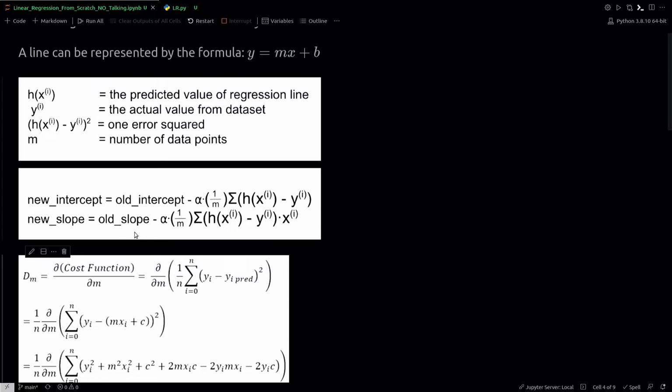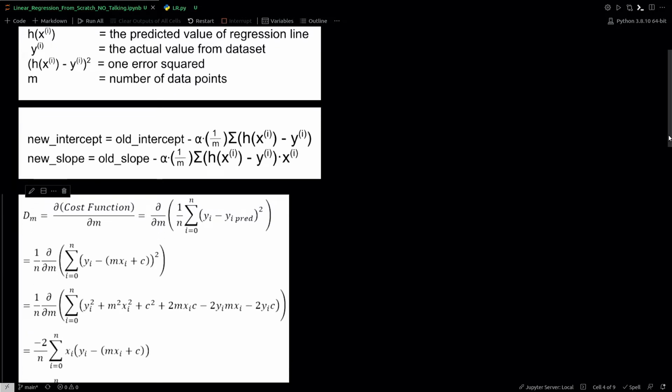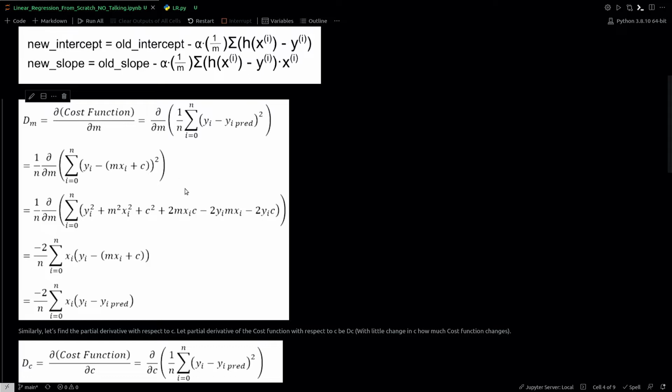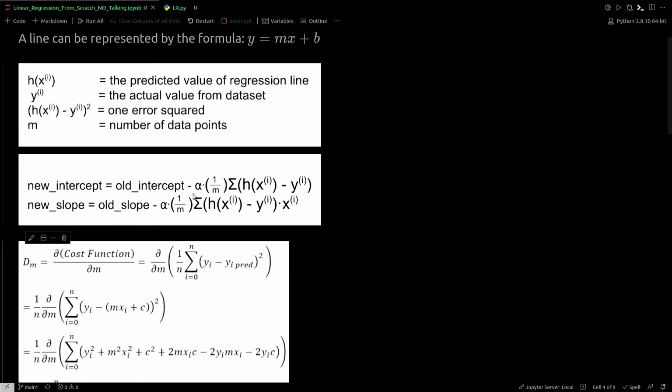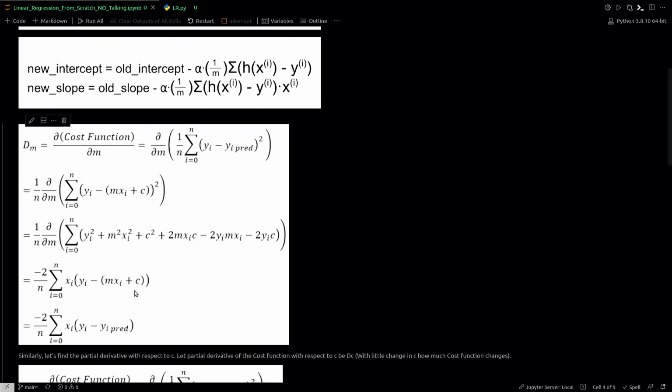Similarly for the slope, the updated slope is the old slope minus this whole term. The only difference between this one and the intercept one is a dot product between this summation term and xi. And how we arrived at this term is when we calculate the derivative of our cost function. What we are seeing is actually the result of the derivative, and that's where the concept of gradient is applicable.